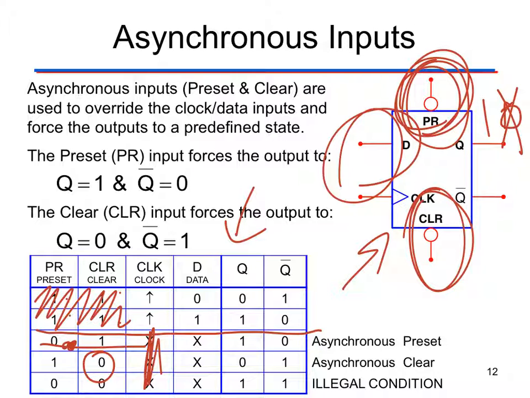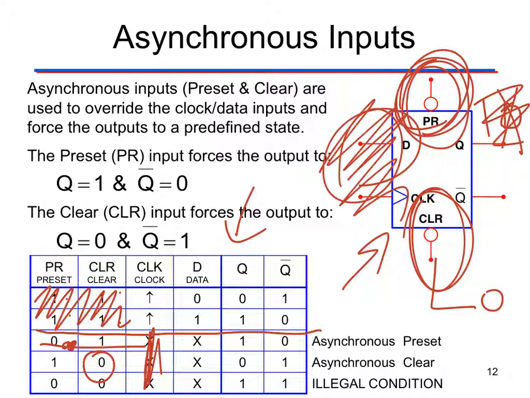Let's look at the next one, the clear. When the clear receives a low signal, the same thing occurs. It overrides everything. It overrides the input, it overrides the clock. As soon as that clear receives a 0, it's going to output a 0 on the Q. So the presets and clears are the same, but they're going to output different things. The preset outputs a 1, the clear outputs a 0.